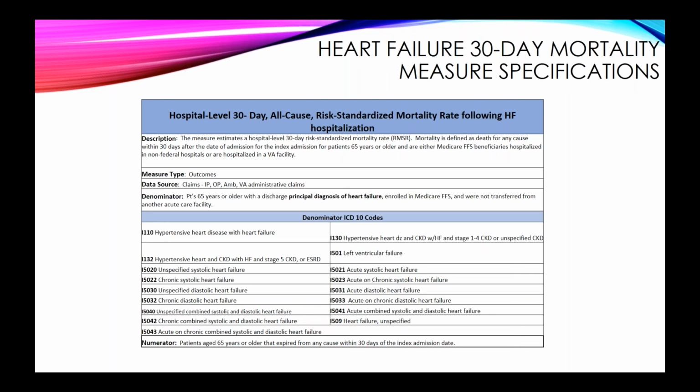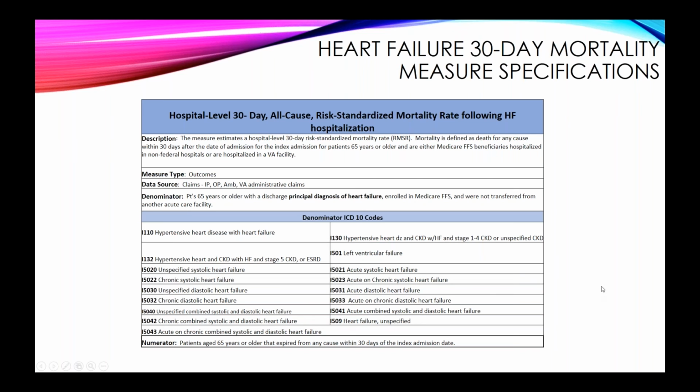So specifically about heart failure, we're looking at a 30-day all-cause risk standardized mortality following a heart failure hospitalization. The type of this measure is an outcome measure type. Our data sources are inpatient, outpatient, ambulatory, and VA administrative claims. So it is very important that every avenue or area of the healthcare system, inpatient or outpatient, is capturing these diagnoses. So this is going to be for patients that are 65 years or older that have a principal diagnosis of heart failure, and they are Medicare fee-for-service.